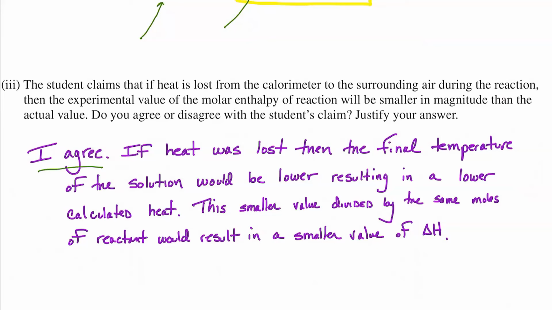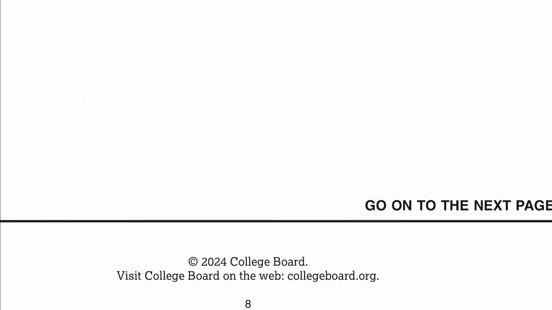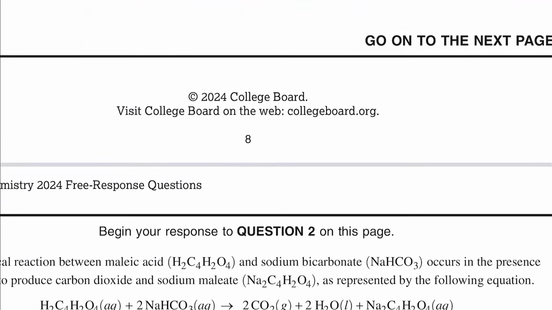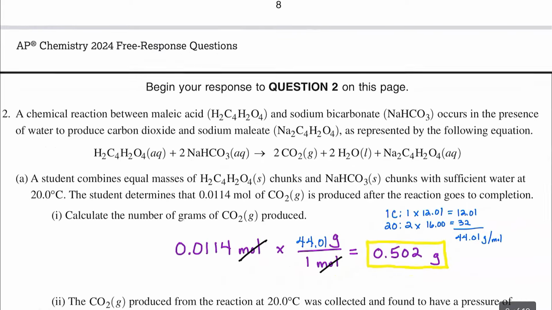Therefore, the change in temperature of the water is going to be compromised and be lower, and that, of course, eventually leads to a lower calculated thermal amount of energy released. So that to me is pretty straightforward. I was actually surprised to see that kind of an easy question. Okay, so next question, and I was surprised across the board with this FRQ in general.